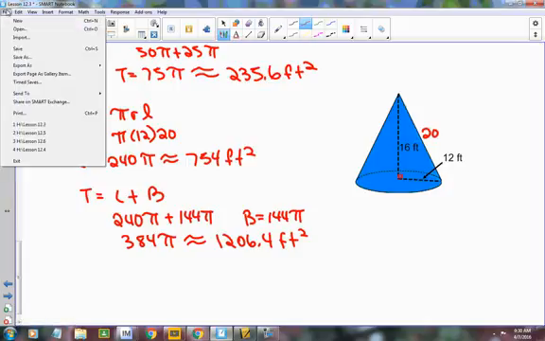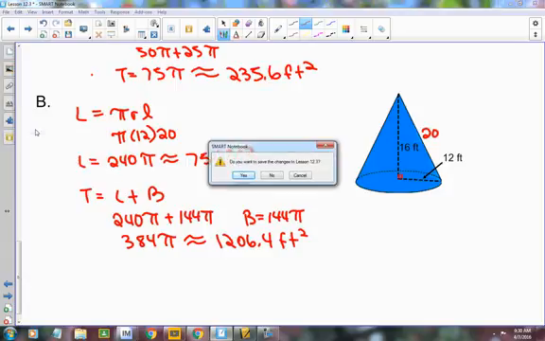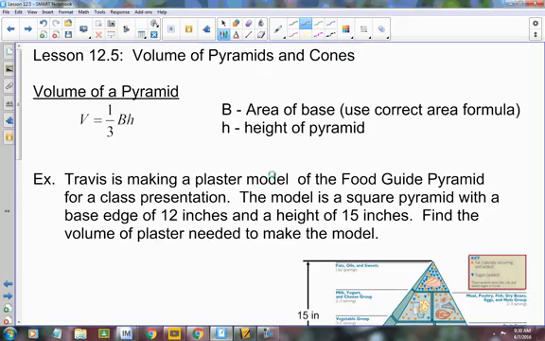Now we want to talk about volume. I've said this a bunch of times, but I think maybe one of the hardest things is going back and forth between the formulas. It's really going to help you if you write them down for every shape when you're working that problem. The volume of a pyramid is 1/3 the area of the base times the height, or the area of the base times the height divided by 3, same thing. And the area of the base, you do whatever shape the base is. And really, your cone is the same formula.